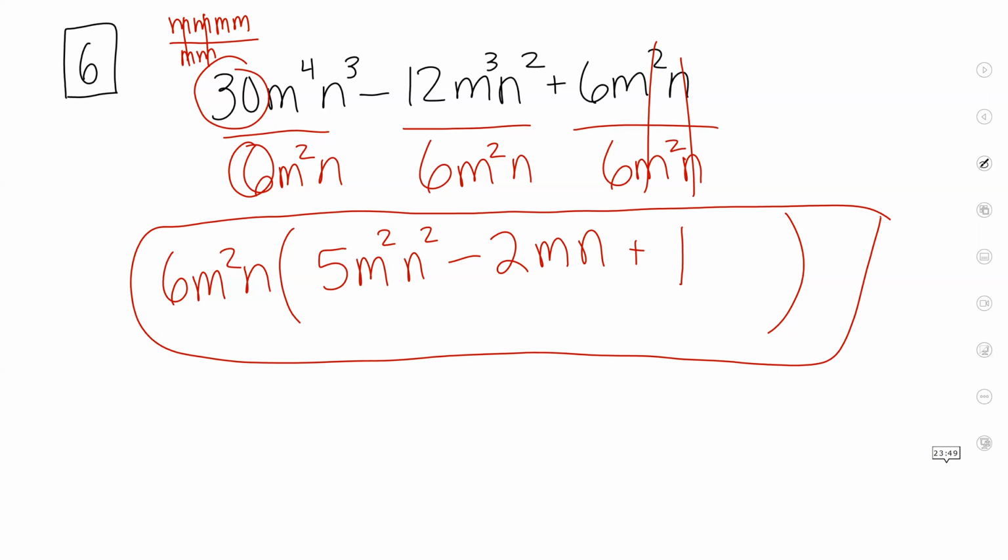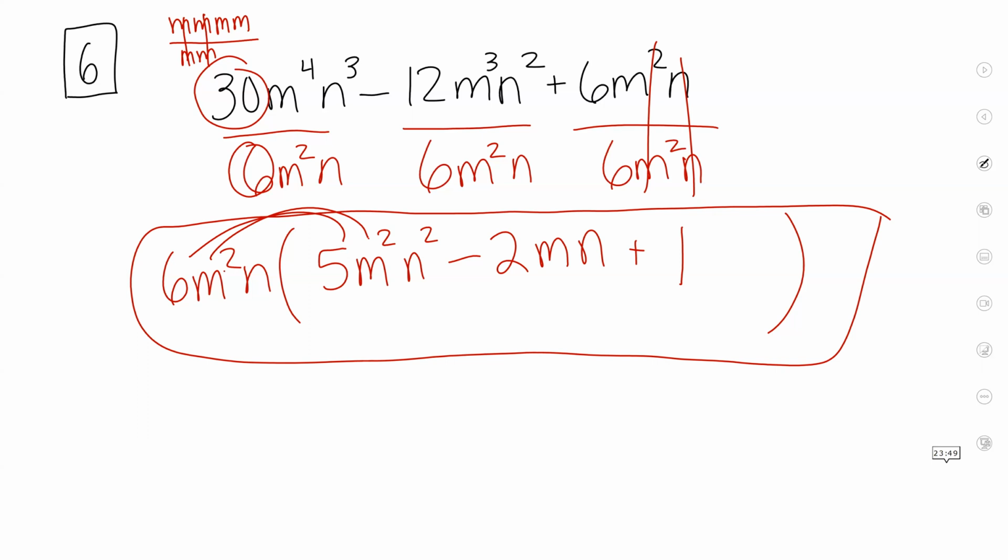Now, guys, that means this is our factored form. If you wanted to go back to the original, just multiply. 6 times 5 will give you the 30. M squared times m squared will give you m to the 4th. So you can always go backwards. Okay? So that was a problem from the first section.